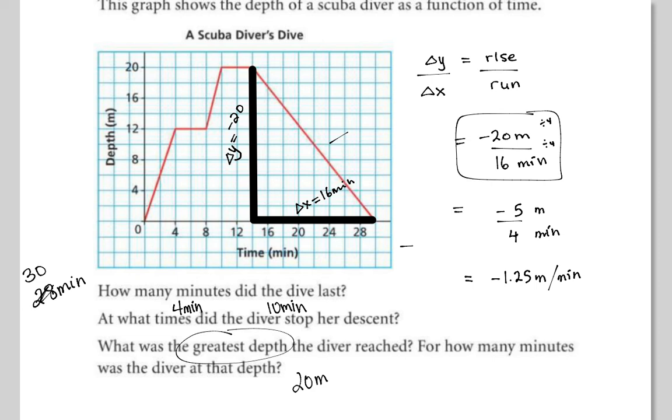And for how many minutes was the diver at that depth? Right here you look, how long was he at that depth for? 20 meters for 4 minutes.